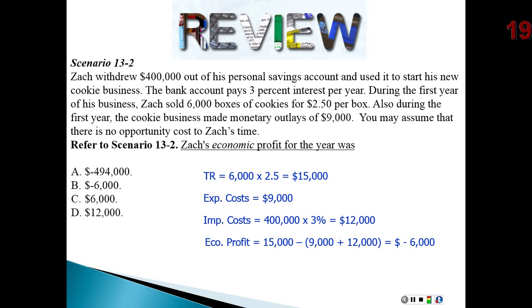Thus, his profit is 15,000 minus the 9 plus the 12,000, which is actually going to be negative 6,000. In other words, on paper, it's going to look like he made a profit from the accounting perspective, but the economist would come along and say, actually, you would have been better off monetarily just to leave your money in the bank. You would have made more money that way. And again, that doesn't mean he shouldn't have opened the business. There are other considerations, but if we look at this from a strictly numerical standpoint, his resources would have been better served just earning the 3% in the bank account. And that's what the economic profit tells us.